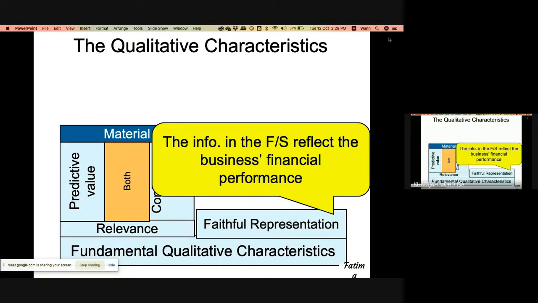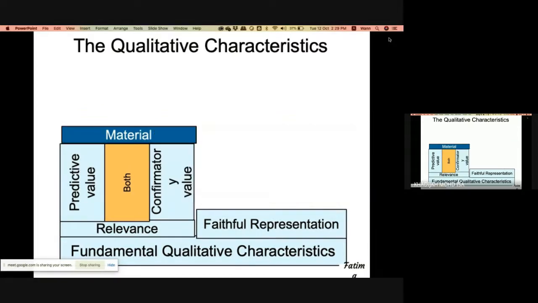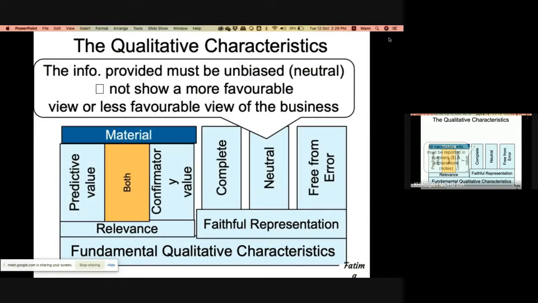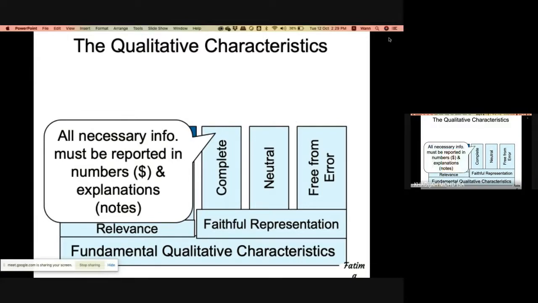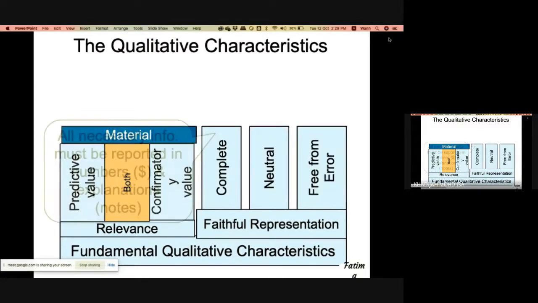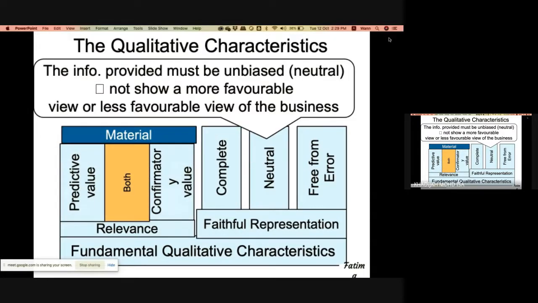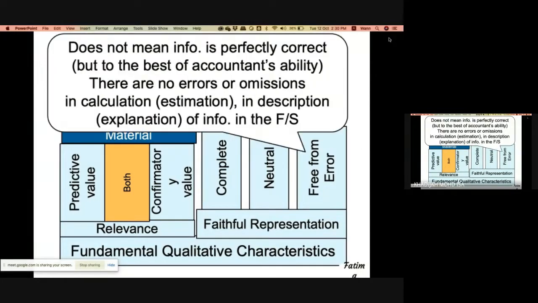Faithful representation means that it reflects the business's financial performance. What about complete? All information must be reported in numbers and explanation. Information provided must be unbiased, neutral. Do not show a more favorable view or less favorable view. What is free from error? There are no errors or omissions.